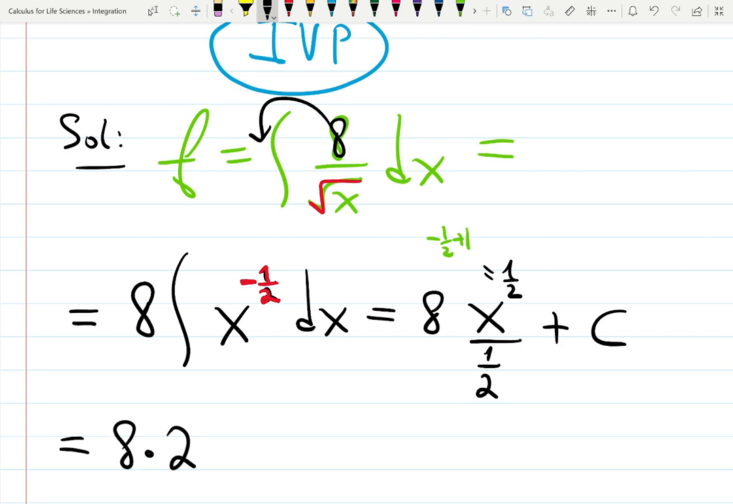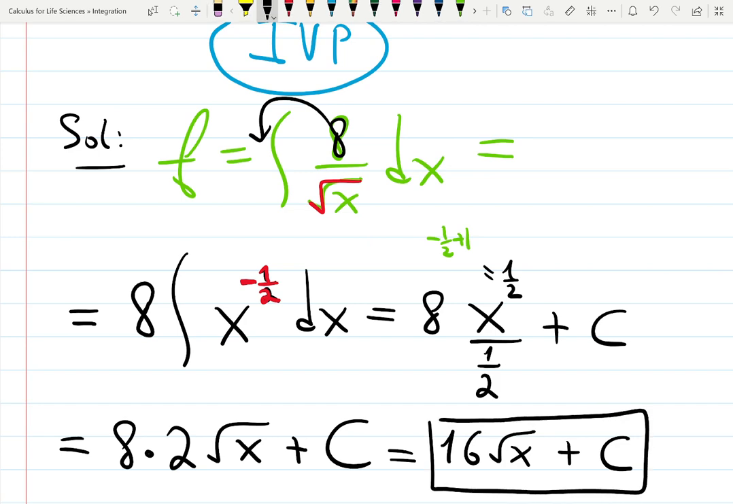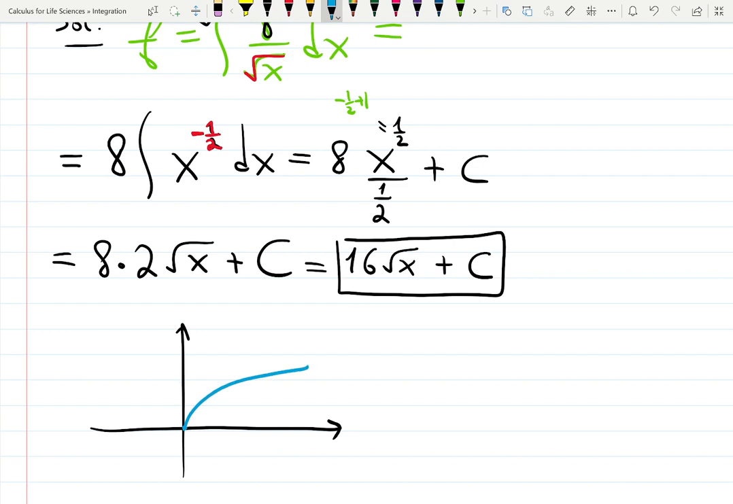So let's rewrite it. 8 times 2 square root of x plus c, because x to the 1/2 is the square root of x. That is 16 square root of x plus c. Unfortunately, this plus c means we found a family of solutions, a family of square roots. So it looks like that. The square root at 0 is 0, so it's this one, or shifted up, or shifted up. If c is 100, it's shifted up. If c is minus 5, minus 10, and so on, it's a family of solutions depending on what c is. If it's c 0, then it's here.